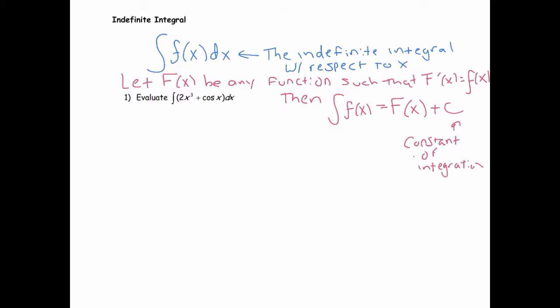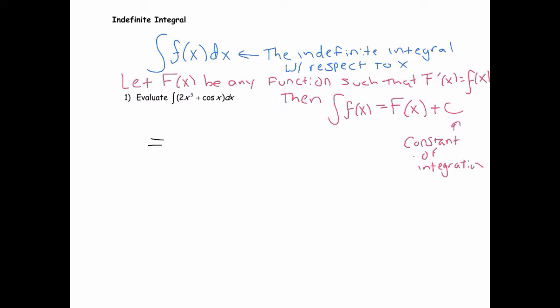Alright, so let's do one example here. One that's straightforward, doesn't require any techniques or anything. This problem here says evaluate the integral of 2x cubed plus cosine of x. Again, notice it's an indefinite integral because there are no values in the upper and lower limits of integration. So we know we're just going to be writing a function.